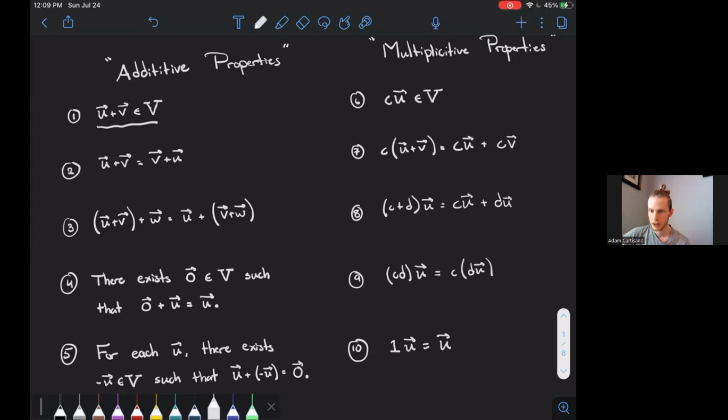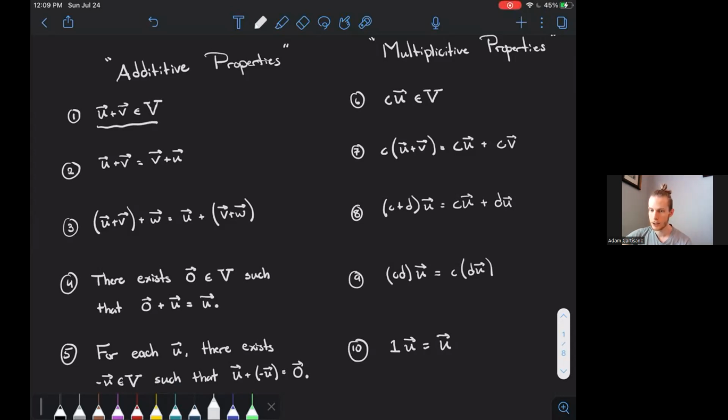Okay, number 4, you have to have a zero vector. In other words, in order to call my space a vector space, I need to have the presence of a zero vector, which is a vector that I can add to any other vector and not change its value, or not change its identity. It will be the same vector.